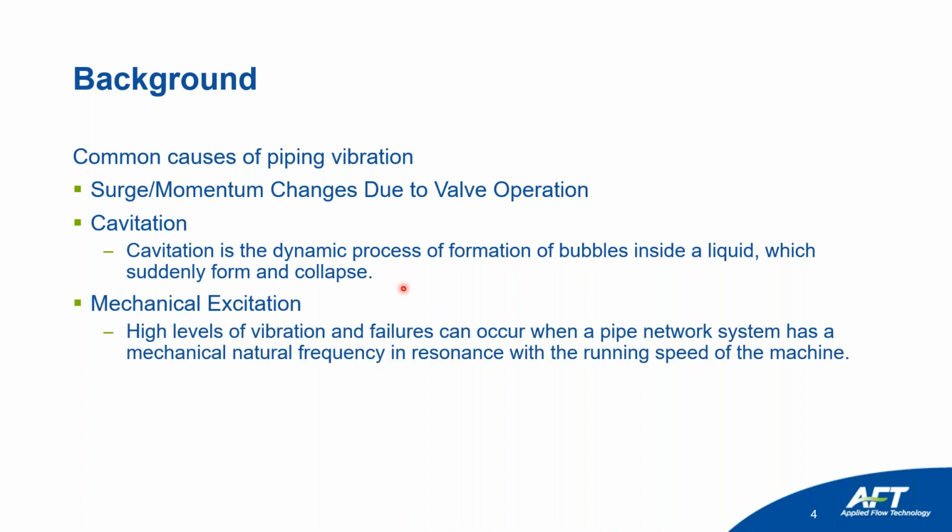Mechanical excitations, like high levels of vibration and failures, can occur when a pipe network system has a mechanical natural frequency in resonance with the running speed of the machine, and resonance is one condition we want to avoid, because it causes high vibrations and problems in your pipe.